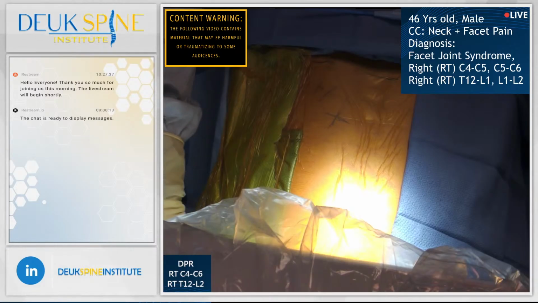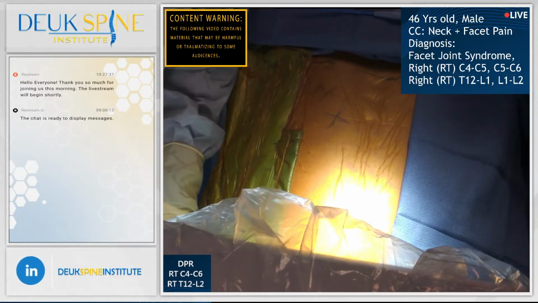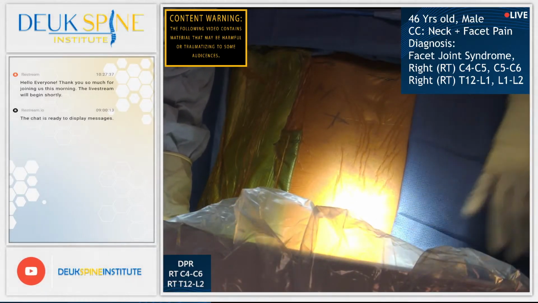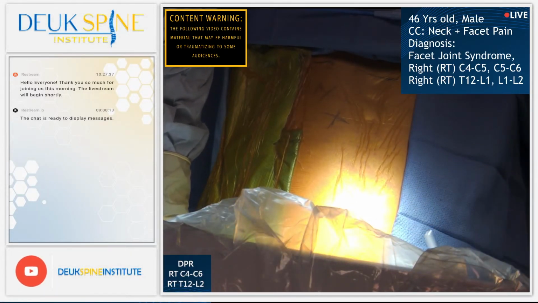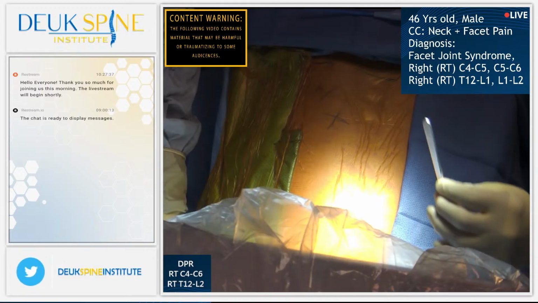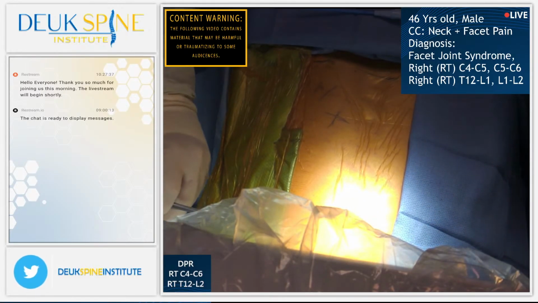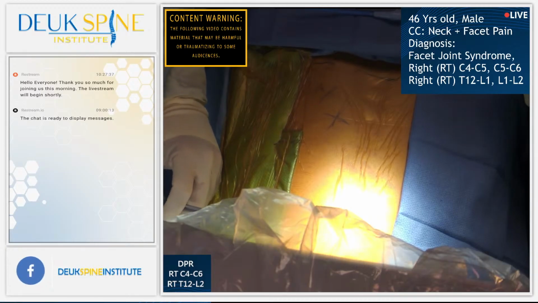All right, I'm going to use the x-ray machine to navigate, get to where I need to go to treat the pain coming from the facet joints on the right side of his neck. We're going to make an incision, and if you have questions, feel free to ask.